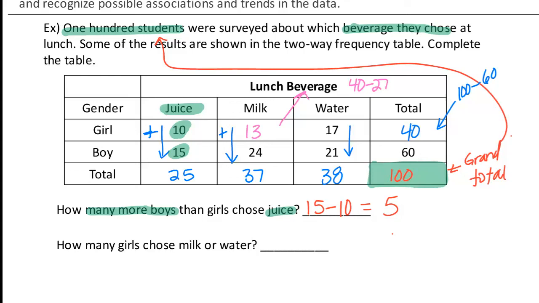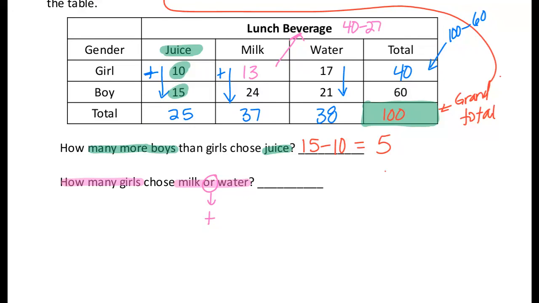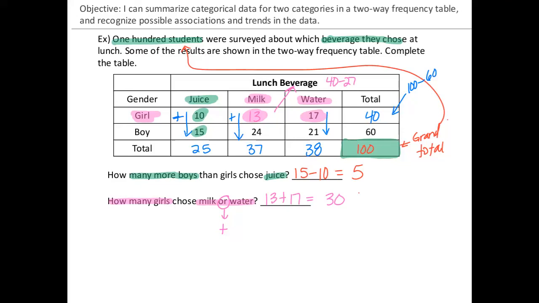My last question for this one says, how many girls chose milk or water? This "or" means you're going to add the milk and the water for the girls. The girls that chose milk is 13 and water is 17. So milk or water, you add those together, 13 plus 17, to give you 30. All right, awesome.